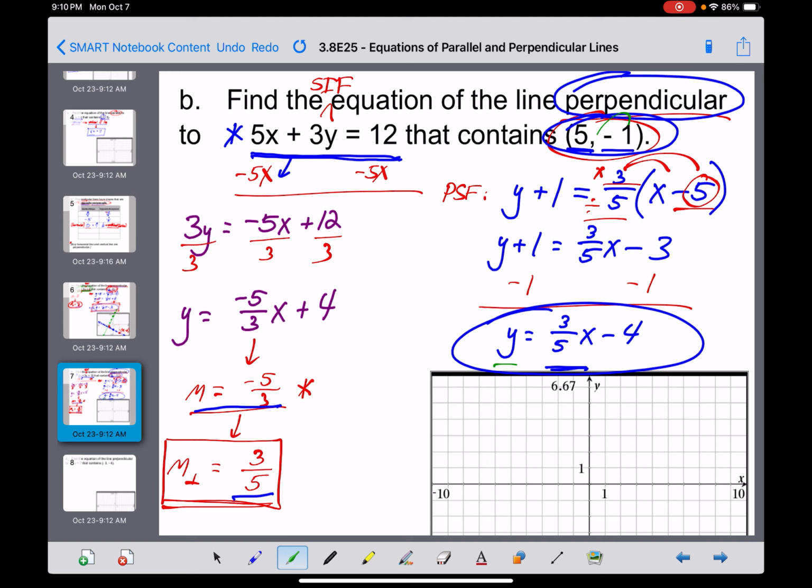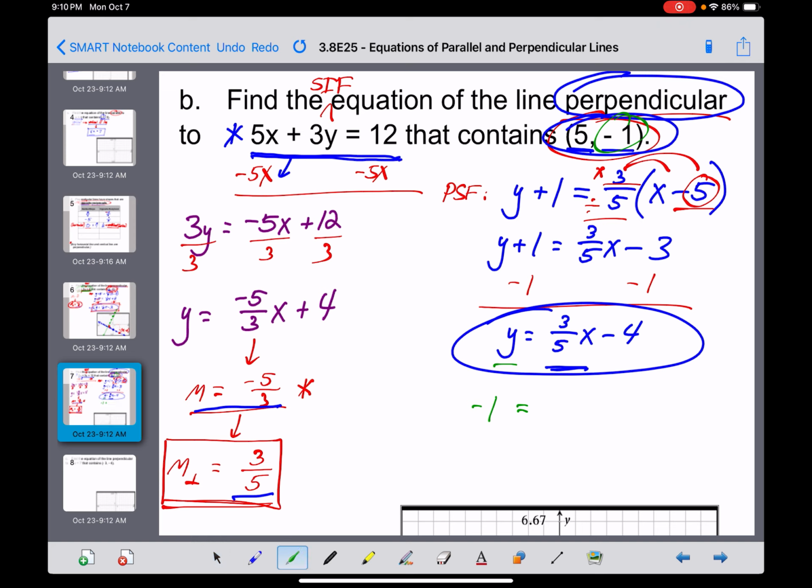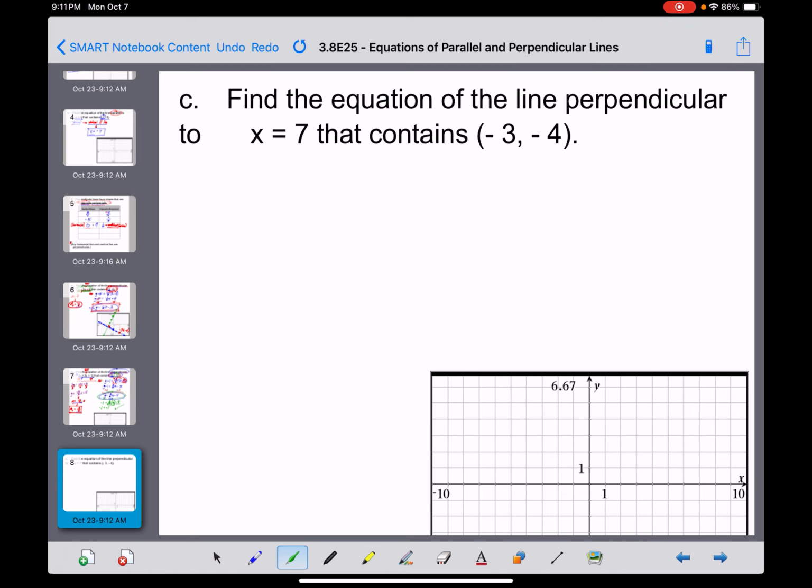Our y value is going to be -1. Let me get this grid out of the way. I'm not using it. Okay, gotcha. Equals. We now have a 3/5 times an x value of 5 minus 4. So -1 equals 3/5 times 5 is 3. 3 minus 4 is -1. Check. And I feel really good about that answer. Last problem, guys, then we are done.